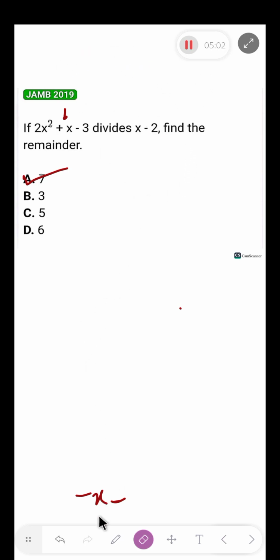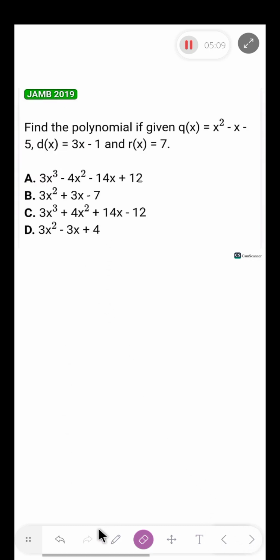So in continuation, let's take another one. I think that is clear enough. Let's take another question. Here in this case, we are asked to find the polynomial if the quotient is given as this, and the divisor is this, and the remainder is this.